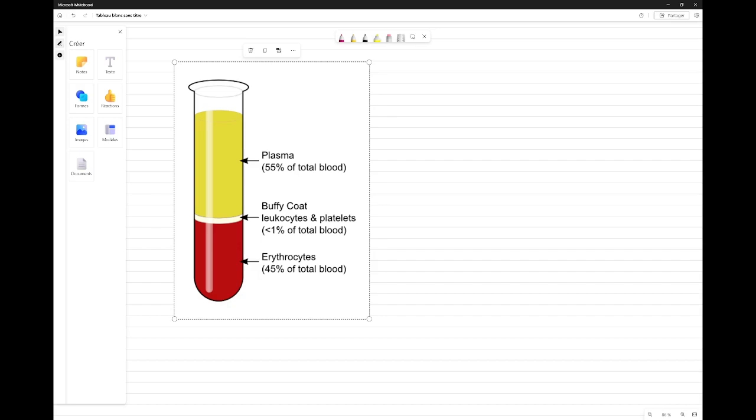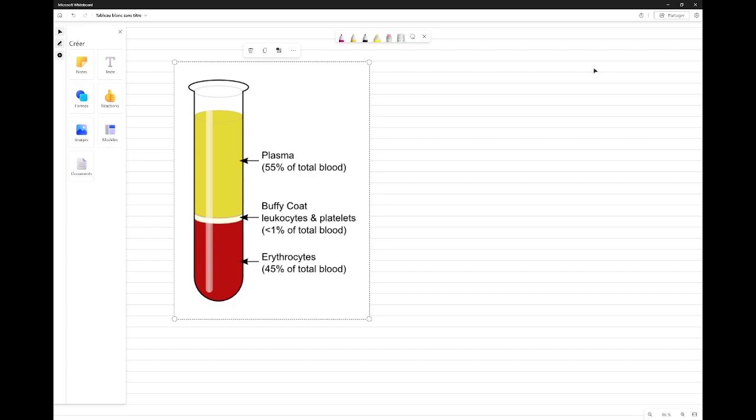So the components of the blood. If we take a small amount of blood and put it into a centrifuge, we know that a centrifuge rotates test tubes, separating things based on their density. If we centrifuge blood, we're going to end up with different percentages. Generally, we're going to have the different sections of blood.